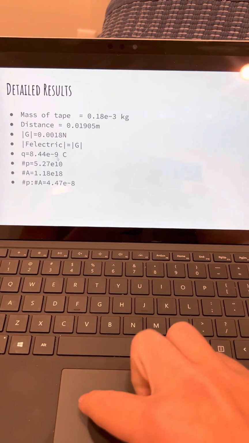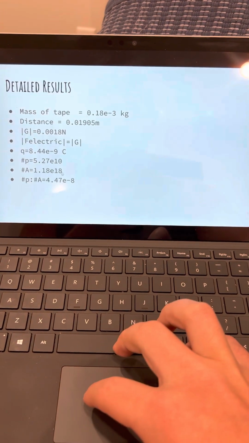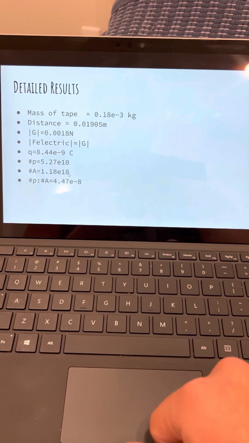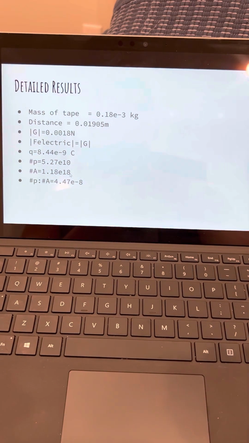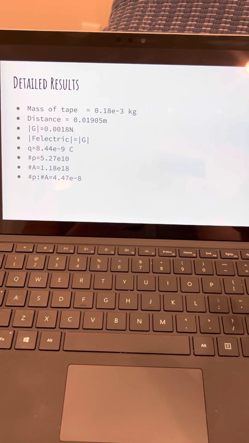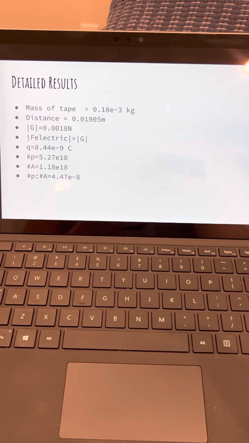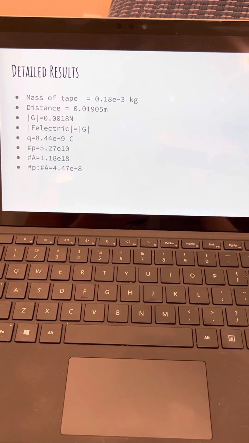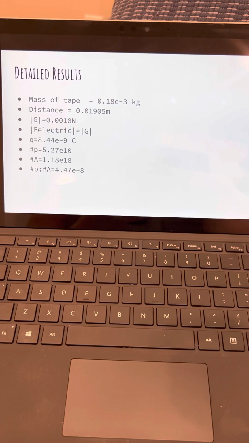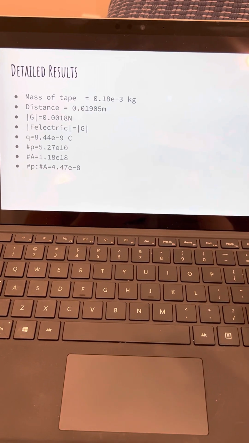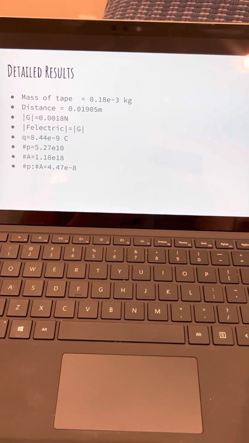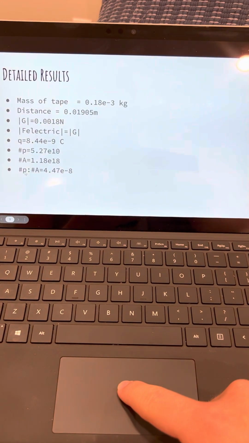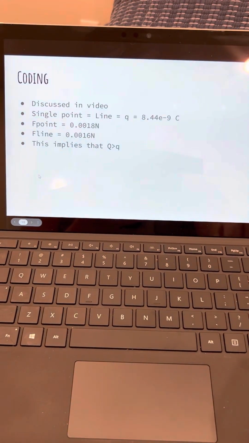To find the number of atoms, we know an atom is about 10 to the minus 10 meters in size. So we find the number of atoms in a length. I had a tape 8 inches long and 2 inches wide, so we find the number in the width, and then we multiply them together to get the number of atoms in the whole thing. And there's our ratio of protons to atoms at the bottom.